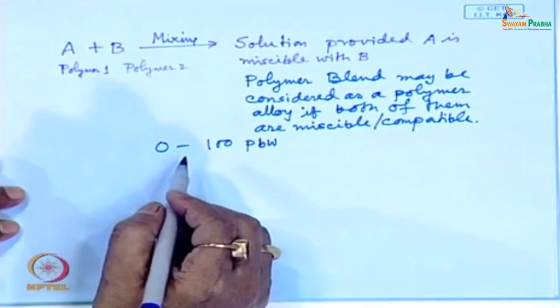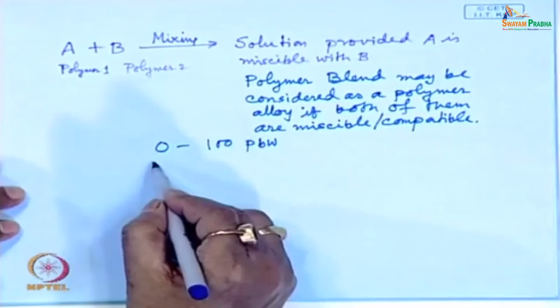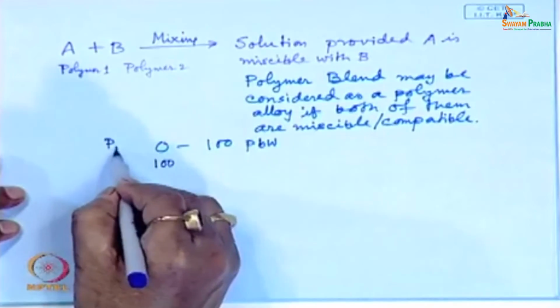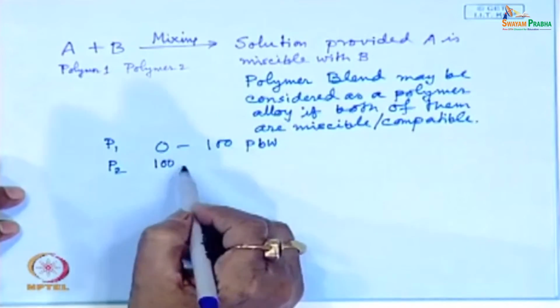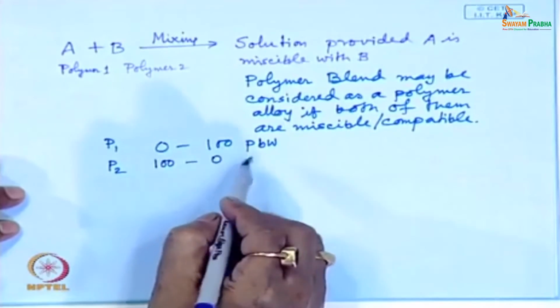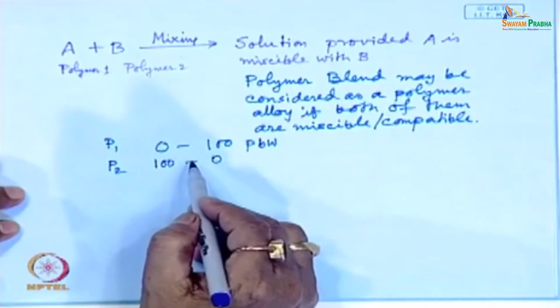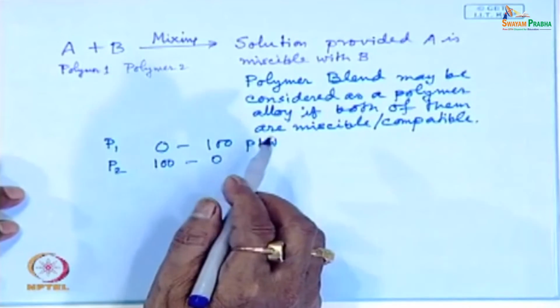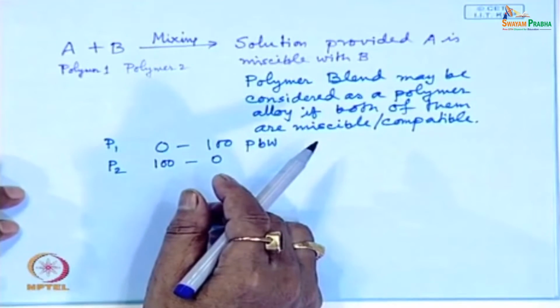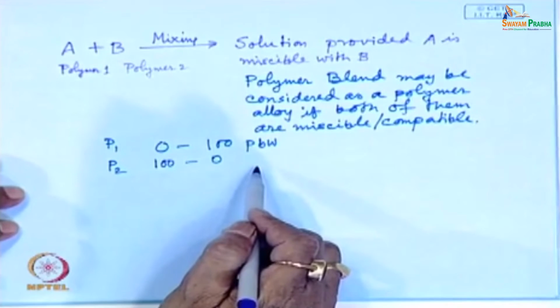Means this is a pure polymer 1, say P1, P2, 0 to 100 and 100 to 0. These are the two pure, and in between you can have 90, 10, 80, 20, 70, 30, 60, 40, 50, 50, like this. So, in this entire range of compositions, if we see that these component polymers are fully miscible, we can say it is a miscible polymer blend.